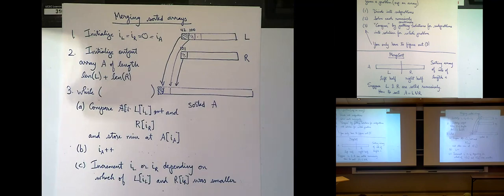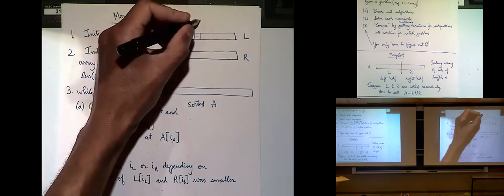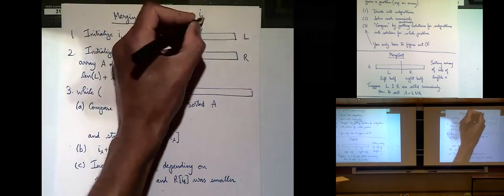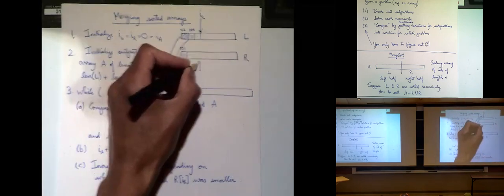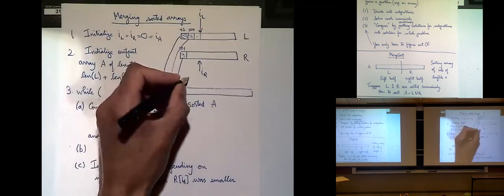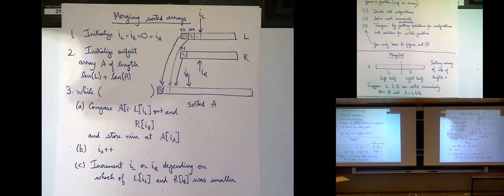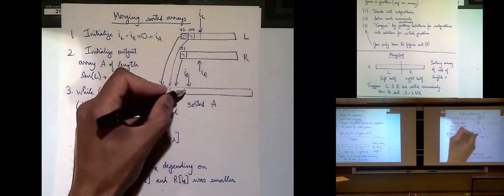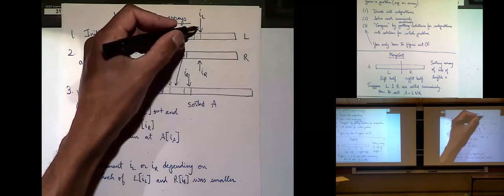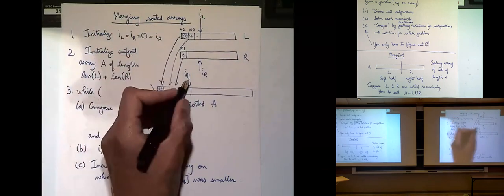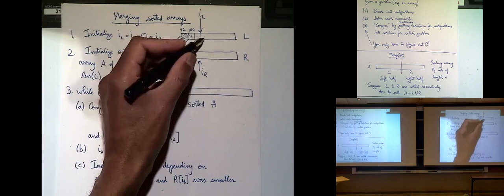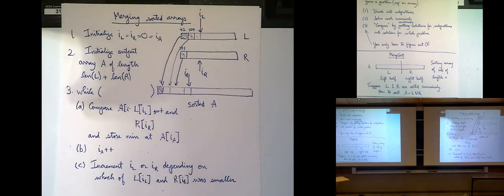So does this pseudocode make sense? Right? There are 3 pointers in here. There's one pointer called IL, there's one pointer IR, and there's some pointer IA. Pointer, index, whatever you want to call it. We compare these two elements, put the minimum over here, increment IA, and then increment either IL or IR depending on which was the minimum. Right? So this is the merge procedure. Is this clear?